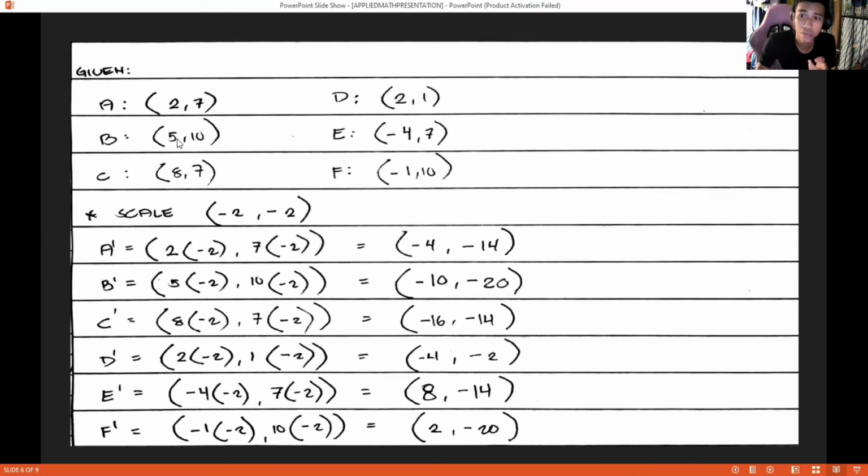B is 5, 10, where x is equal to 5 and y is equal to 10. As you can see here, in the B vertex, 5 is the x in our given problem, and this is also an x, the -2. So we only combine again the like terms, and on the other side we also come up with -10 and -20 as well.